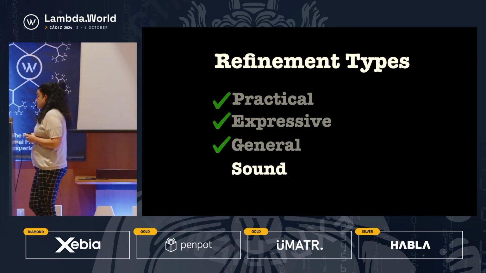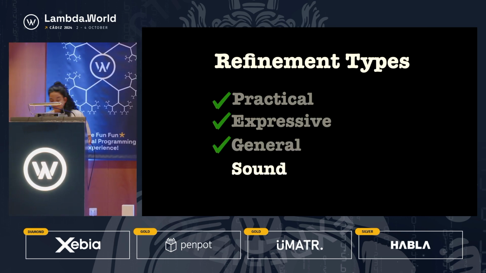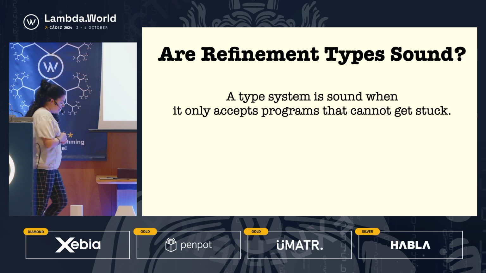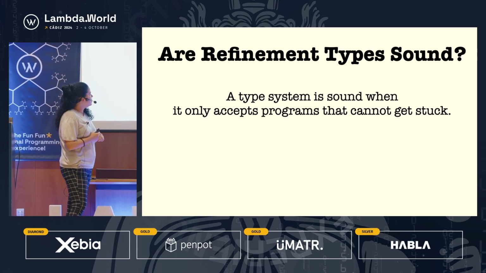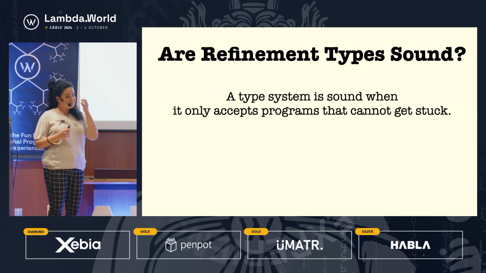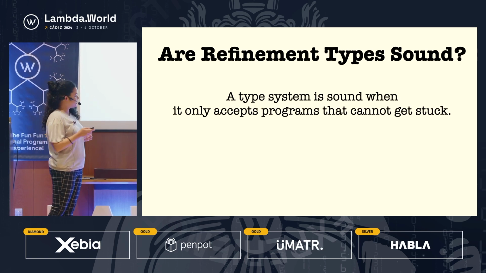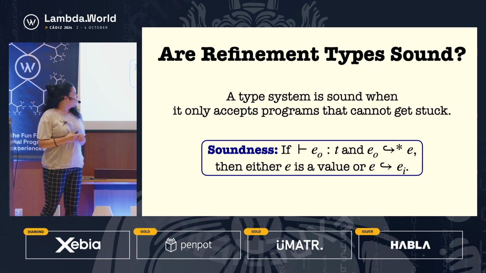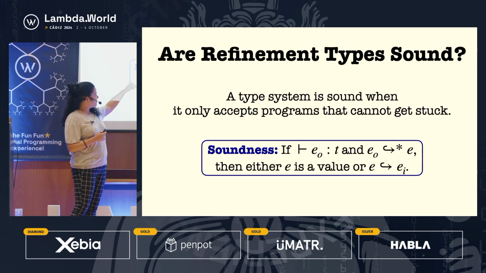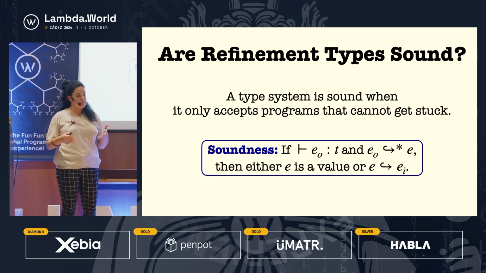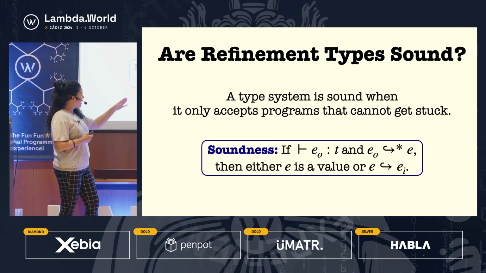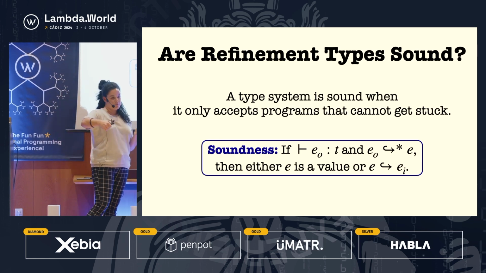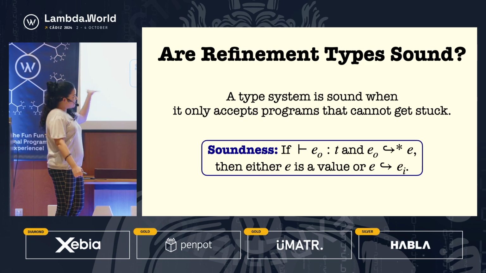And the next interesting question is, are refinement types sound? What is sound? We say that a type system is sound when it only accepts programs that cannot get stuck. That is the textbook definition of soundness. And we can put it in math: if the expression E refinement type checks with some type T, and E takes some evaluation step and goes to some expression E', then either E' is a value or E' is going to take one more step. The cool thing is that this is a theorem.